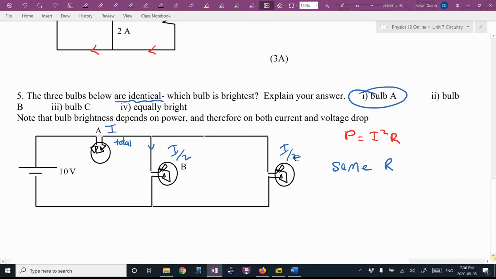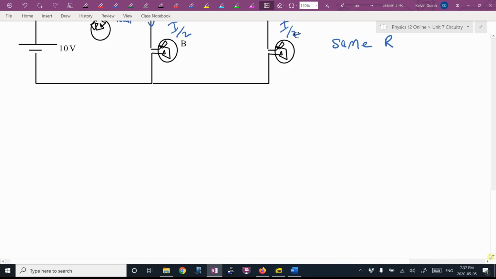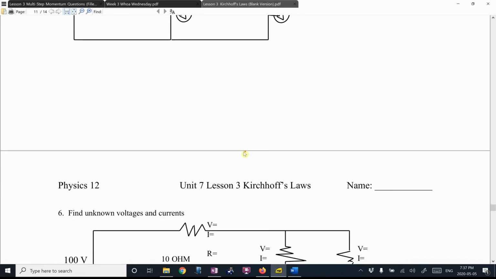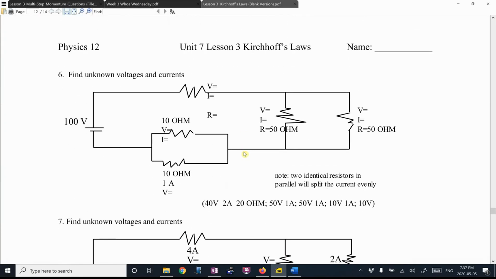Now, I did that one kind of conceptually. The other thing you could have done is just make up a resistor. Oh, let's pretend each bulb is 5 ohms and actually solve this. Especially when we get to way more complicated questions, I'll often just choose to do a numerical solution rather than trying to do it conceptually.